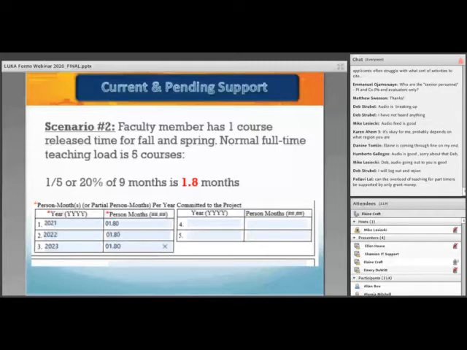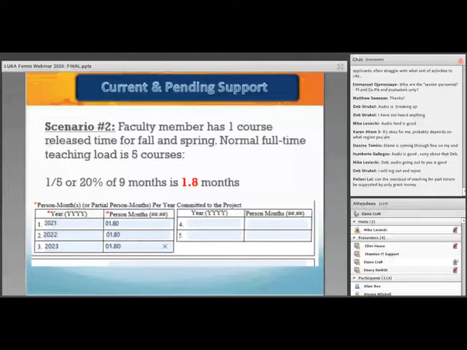For example, if a faculty member typically teaches 5 courses per semester and this person will be provided with 1 course release time to work on the grant, both fall and spring semesters, that is considered 1/5 of the person's workload, or 20% release time. Calculate 20% of the months covered by the academic year contract.